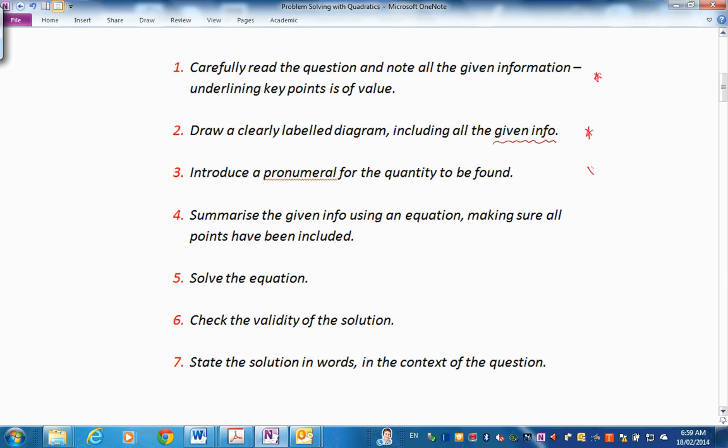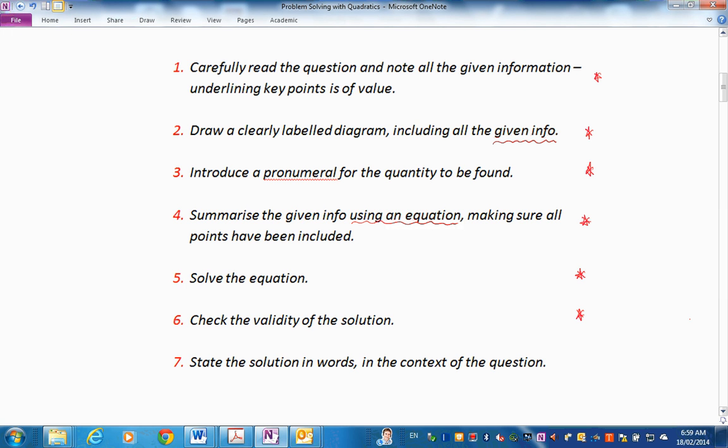Introduce a pronumeral. We're going to use algebra. Algebra is a fantastic problem solving tool. Introduce a letter, doesn't have to be X, but we introduce a letter for the quantity to be found, then track it through, summarising all the given information, make an equation, use an equation, a mathematical sentence. And then if you make sure all points have been included, you should be able to solve that equation. So, after all those years of algebra, you can see now, you can use it in problem solving in a practical way.